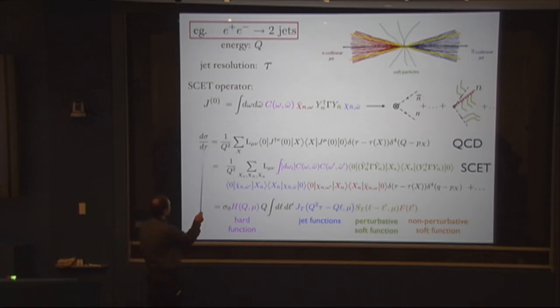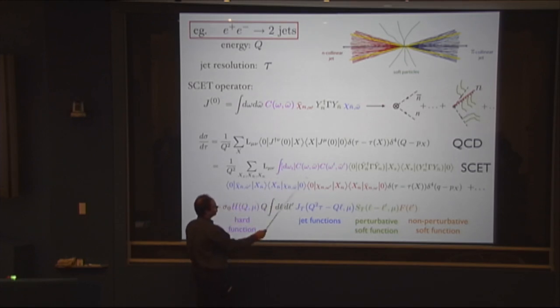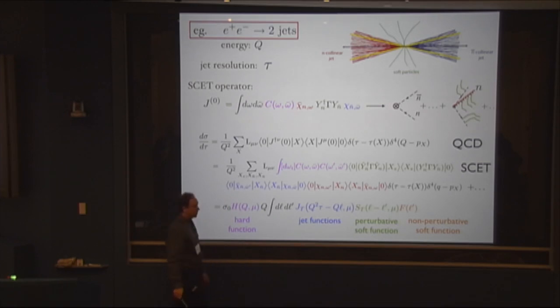I take this observable, I can write it out in QCD as a square of matrix elements integrated over phase space. I expand using my effective field theory. I group terms into the conveniently color-coded hard, soft, and jet matrix elements. And then I do some algebra on it and carry through everything carefully, and that leads to these factorization theorems. So that's where these objects that I was talking about actually emerge as quantum field theory matrix elements.